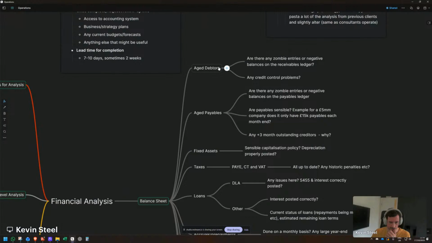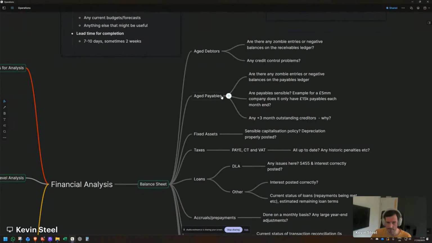So we want to have a look at aged debtors. Are there any zombie entries or negative balances on the receivables ledger? By a zombie entry, I mean it could be a random £800 credit sitting on aged debtors that's not been cleared in 2 years. That would be an example of a zombie entry. And basically, whether the aged debtors make sense and if there's any credit control problems, our DSO, days sales outstanding, they're a long time, etc.